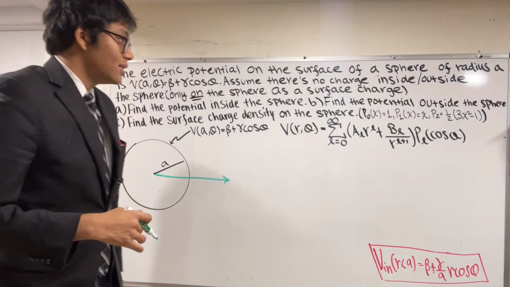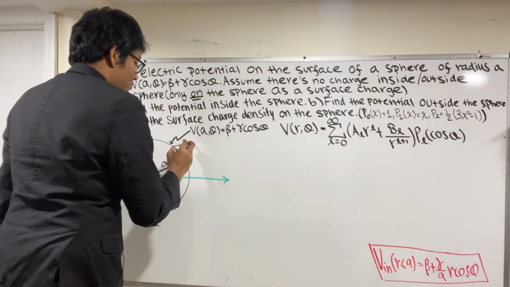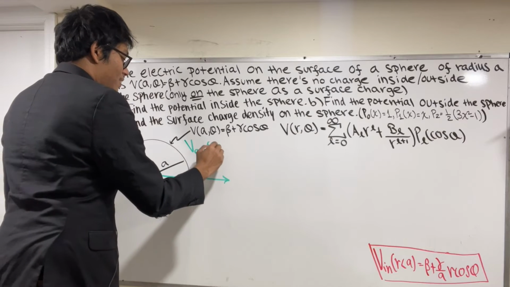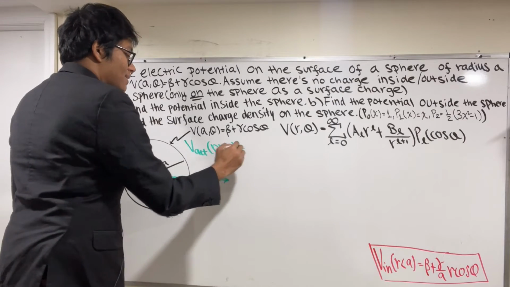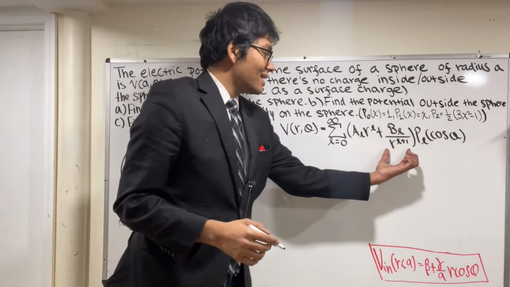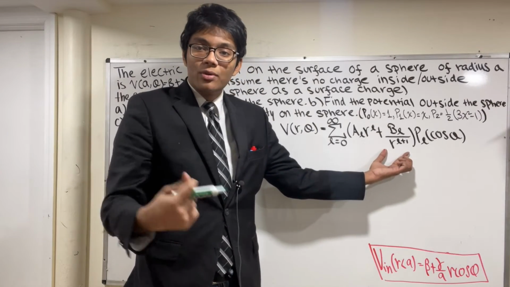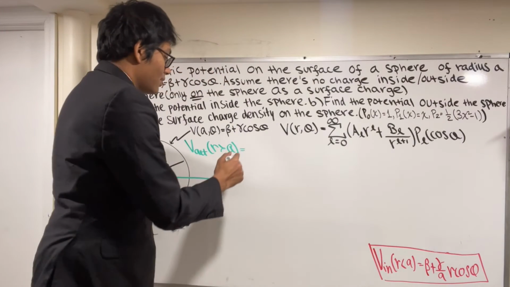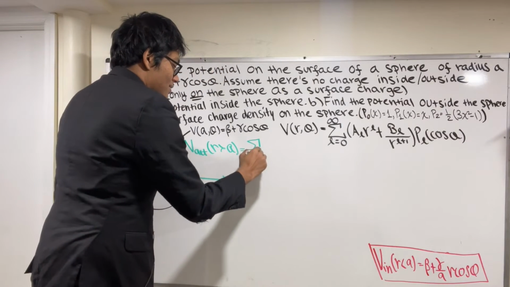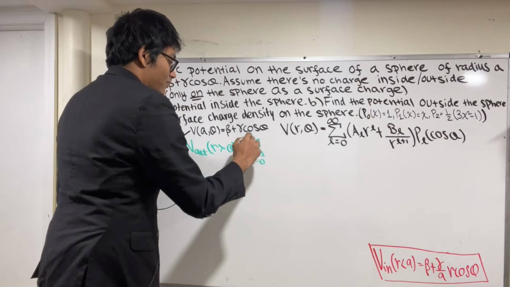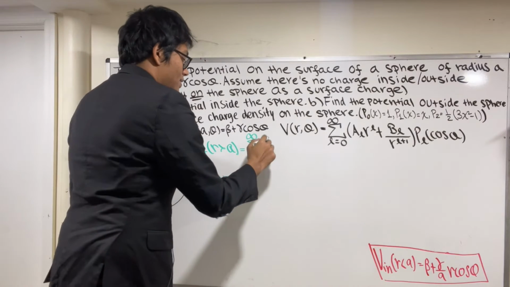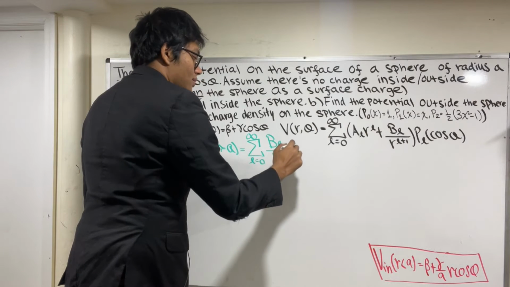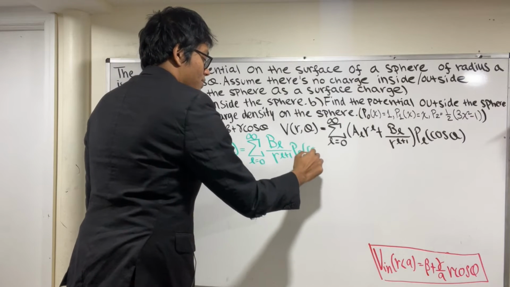We don't need it. And so the electric potential outside, V(r) for r greater than A, is simply going to consist of our second term, the term that has our monopoles, our dipoles, our quadrupoles, our octupoles. So we're going to have the summation from L equals 0 to infinity of B sub L over r to the L plus 1 times P sub L cosine theta.